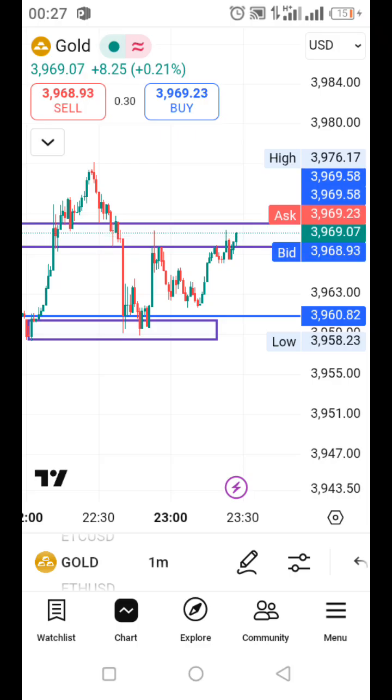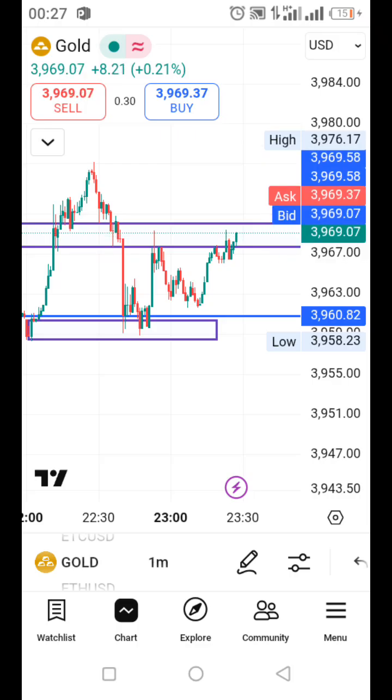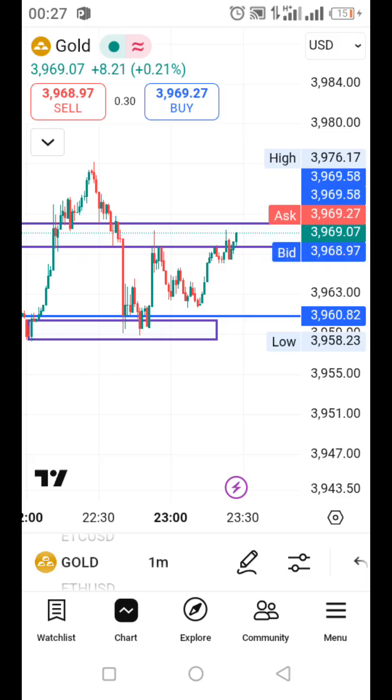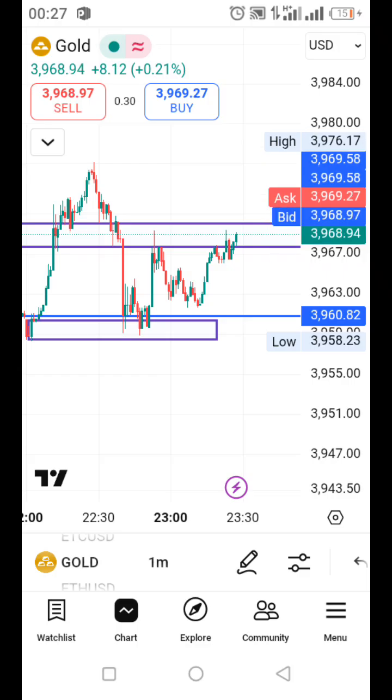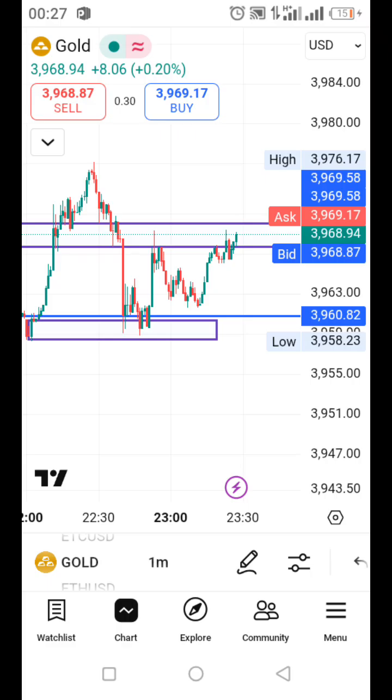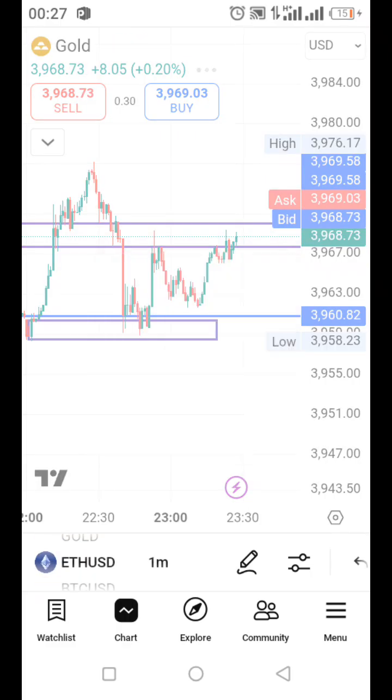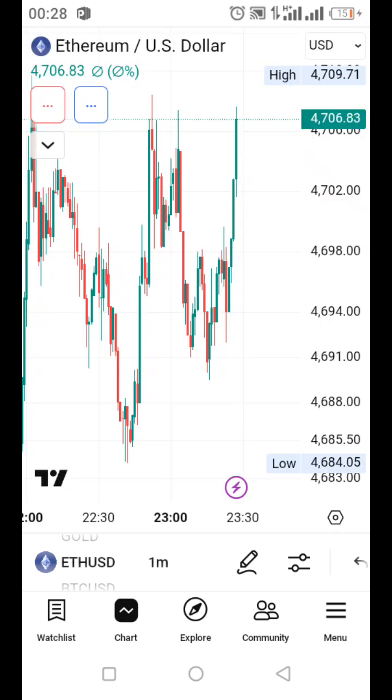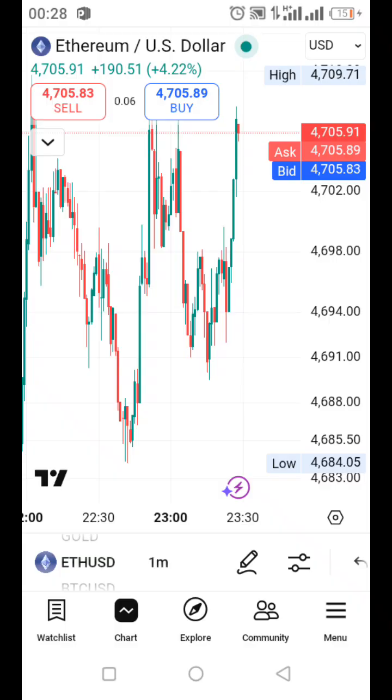It has already broken the zone. Although market today is going to buy, it's still buying. Let me check for other markets. Let's see Ethereum Classic, Ethereum USD. Although Ethereum Classic and Ethereum USD, they are all the same.